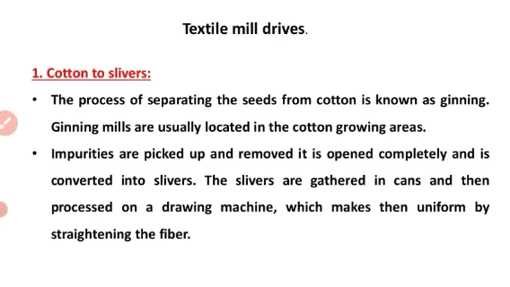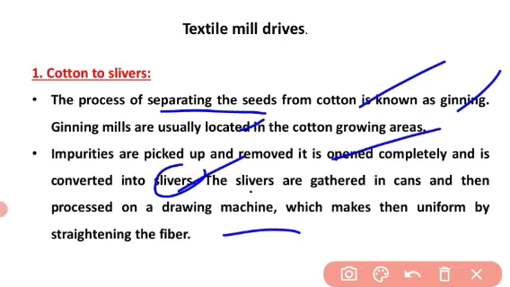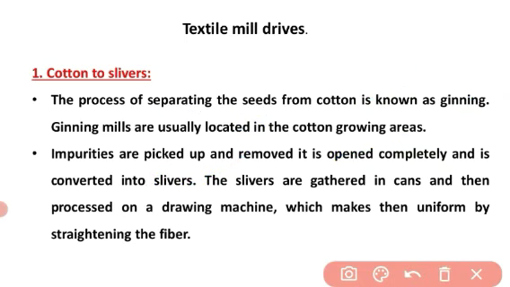The process of separating the seeds from cotton is known as ginning. First they separate the seeds from the cotton. Impurities are picked up and removed, it is opened completely and converted into slivers. The slivers are gathered in cans and then processed on drawing machines, which make them uniform by straightening the fiber.